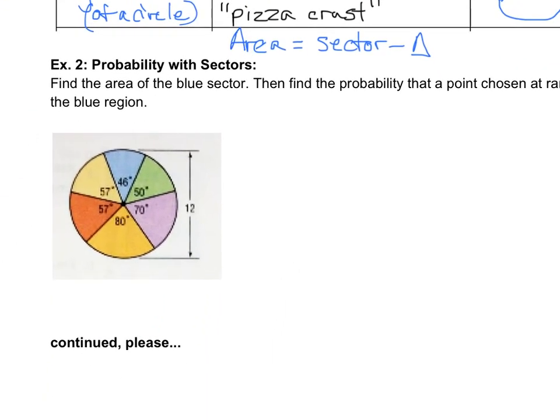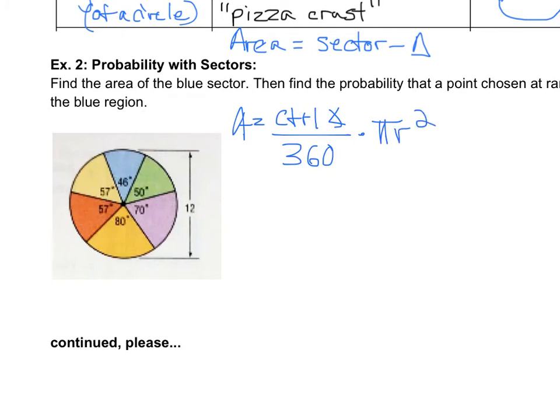Alright, so example 2 is where we're going to start in this section, and we're going to be talking about finding the probability in this sector. And we're going to find first the area of the blue sector, and then we're going to find the probability that if we were to throw a dart at this dartboard, let's say, that it would land in the blue region. Okay, so first of all, the area of the sector, as we know, is just the same thing as the central angle divided by 360 times the area of the circle, which is pi r squared.